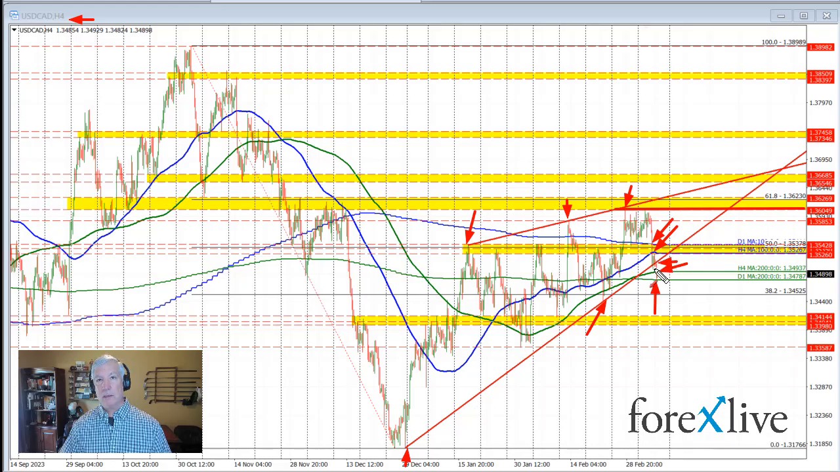We'll watch the underside of this broken trend line, and then the 100-bar moving averages on the top side, including the 100-bar moving average on the 4-hour chart, the 100-day moving average. So that's my look at the dollar versus Canada from a technical perspective.